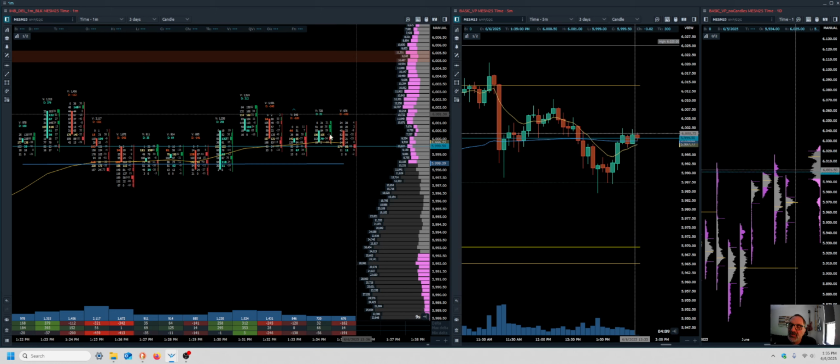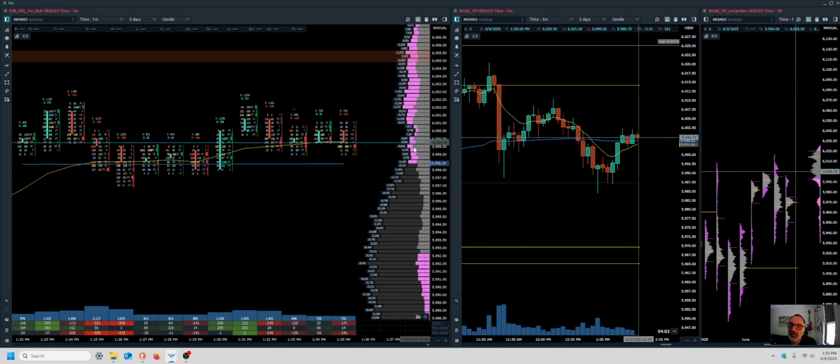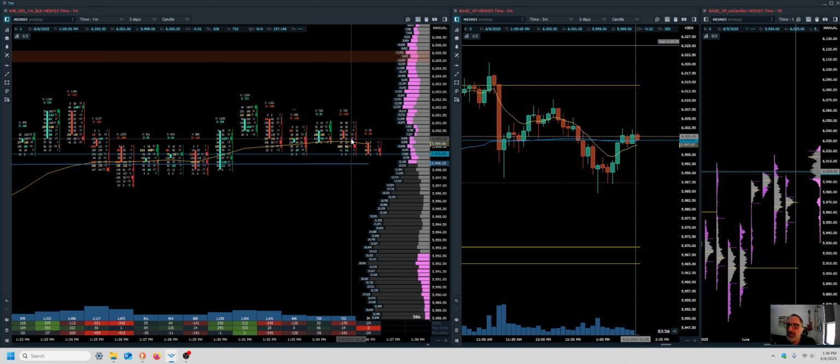But the real numbers are inside the candles. They're in here. This is where it's at. These are the trades that happened at this level. Let's look at 6,000, right? These are the trades that happened at 6,000 right here. Right? They're not holding 6,000. 6,000 is an even number.